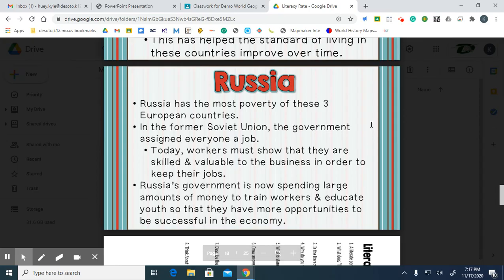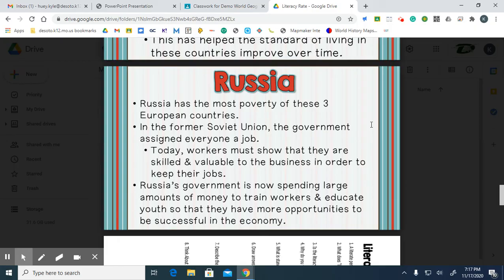Russia has the most poverty of these 3 European countries. In the former Soviet Union, the government assigned everyone a job. Today, workers must show that they are skilled and valuable to the business in order to keep their jobs. So Russia's government is now spending large amounts of money to train workers and educate youth so that they have more opportunities to become successful in the economy.